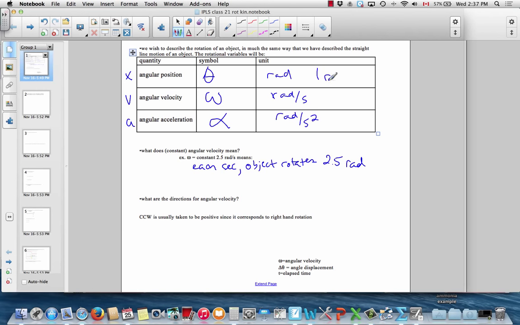Now, a radian turns out to be about 60 degrees. It's a bit less than 60. So 2.5 radians, well, that's about 150 degrees of rotation each second. So, if it started here, then the next second, about 150 degrees would be there. And then the next second after that, it's 300 degrees. It's almost all the way around. So that is what 2.5 radians per second would look like.